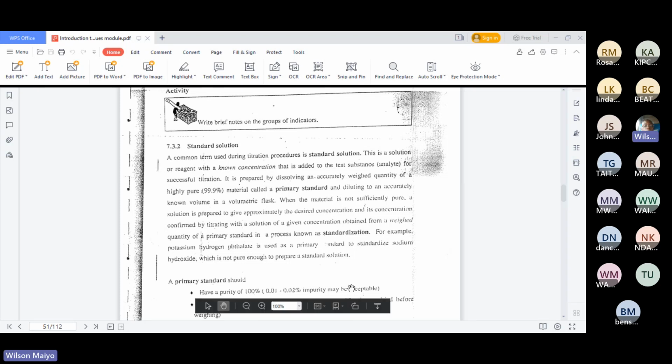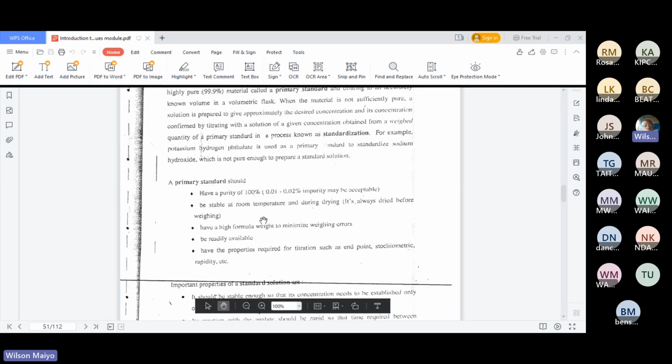Now, the properties of this primary standard, apart from purity, is that it should be stable at room temperature and during analysis, during drying. So apart from being very pure, it should be as pure as possible, around even 100%, although it is very rare to get a material that is 100% pure.